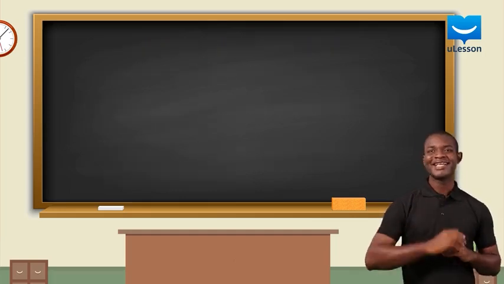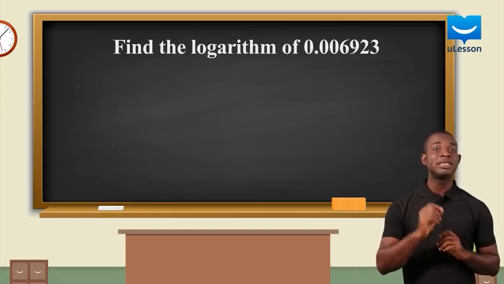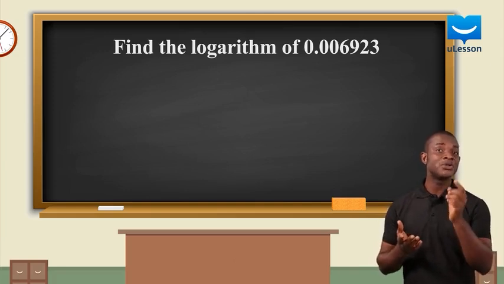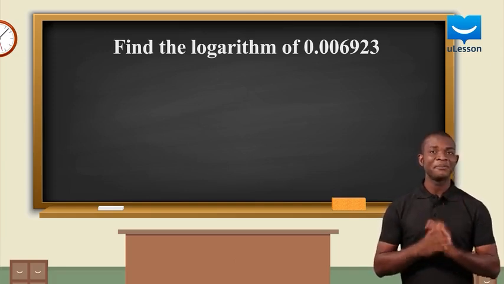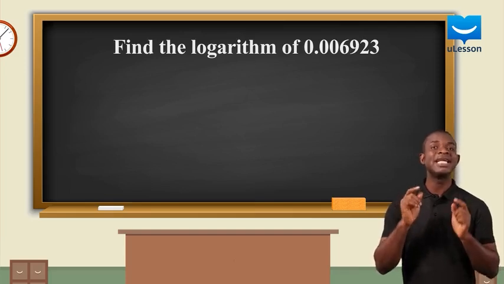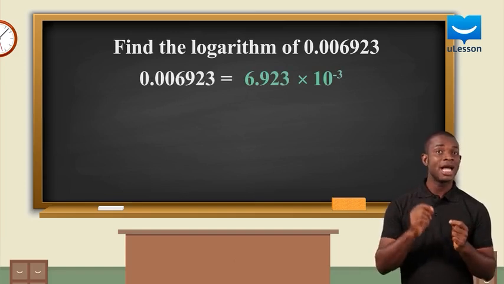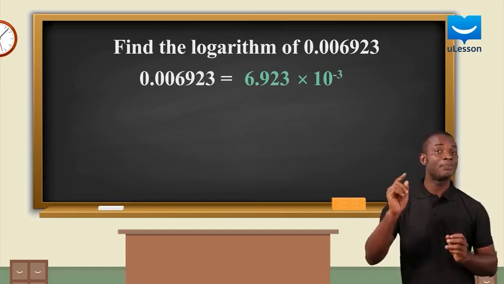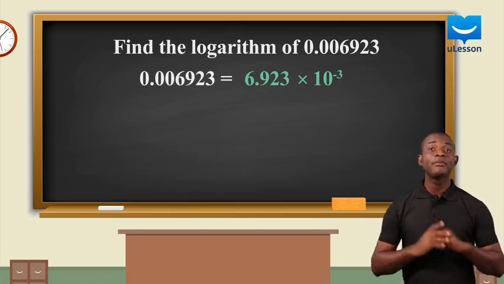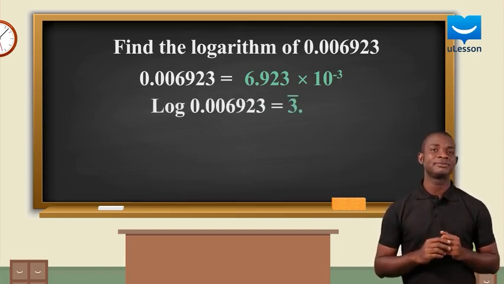Now, let's take an example. Find the logarithm of 0.006923. I'm sure you can still remember how to express numbers in standard form. So tell me, what is 0.006923 in standard form? Did you say 6.923 times 10 raised to the power of minus 3? If so, you are right. This means that the characteristic of our logarithm is bar 3.